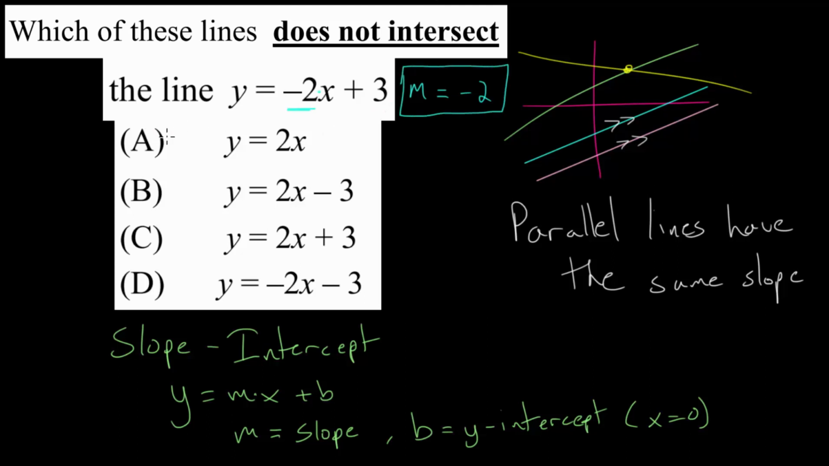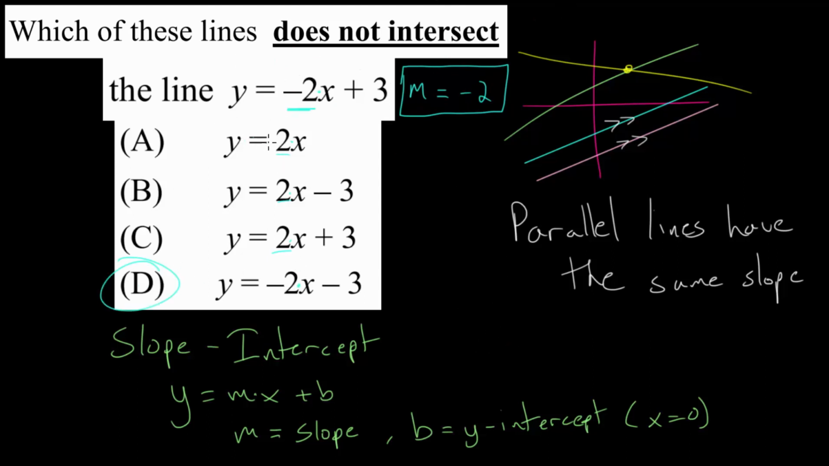Looking at these other options, we need to find a line that also has this slope. Notice that A, B, and C all have slopes of 2. The coefficient on x in each of these is 2, but that's not the same as the slope of our given line. Only choice D has the same slope.